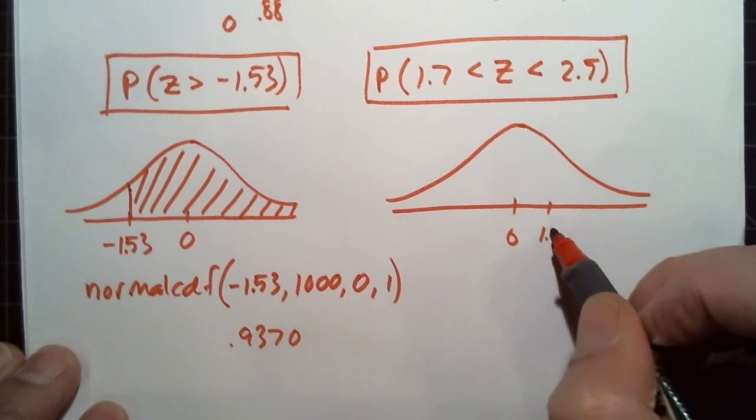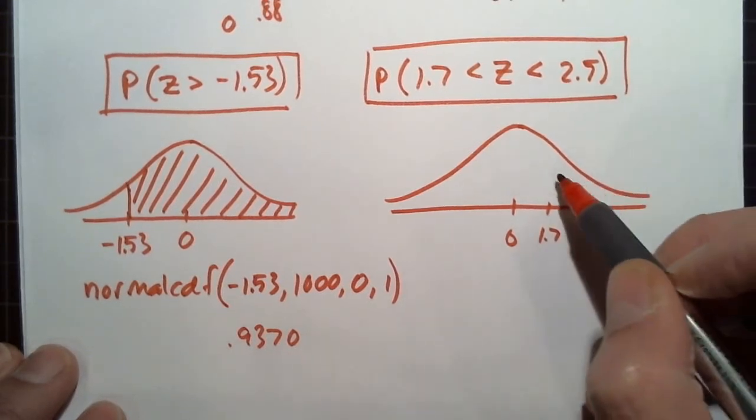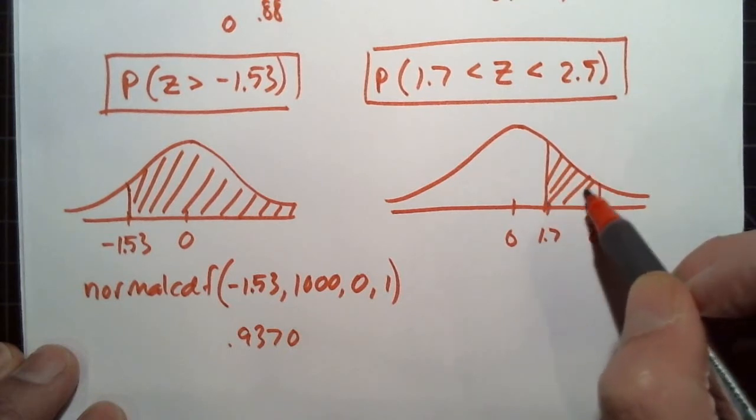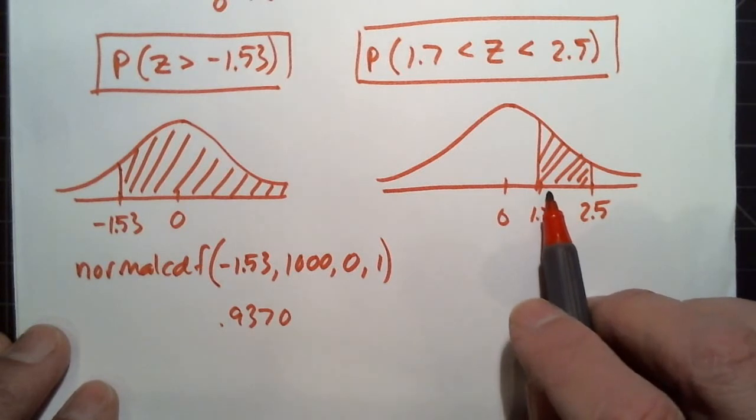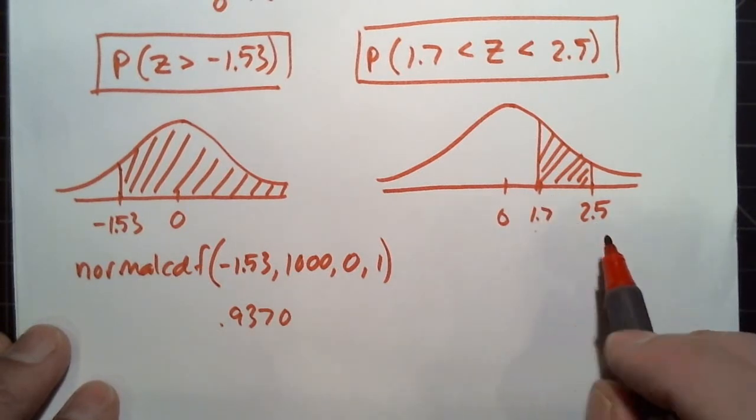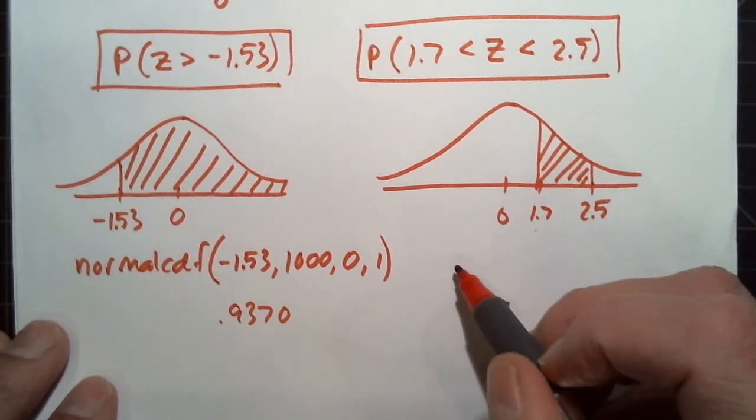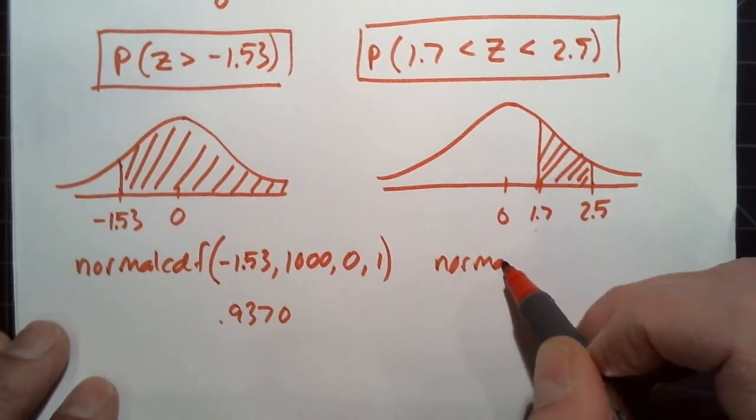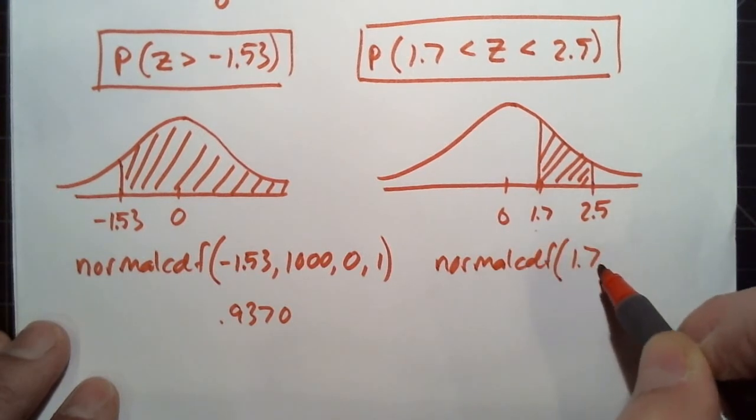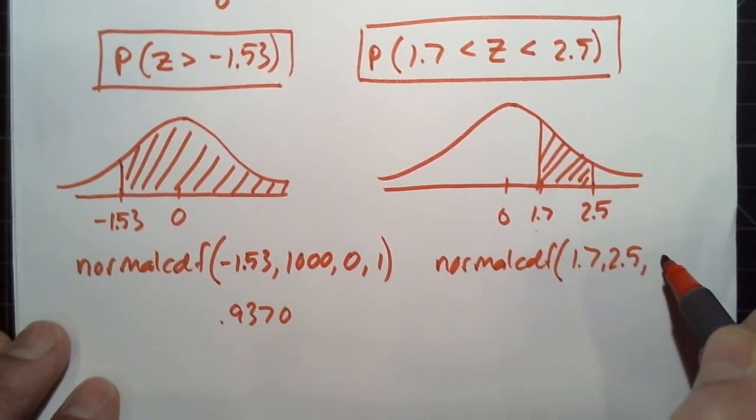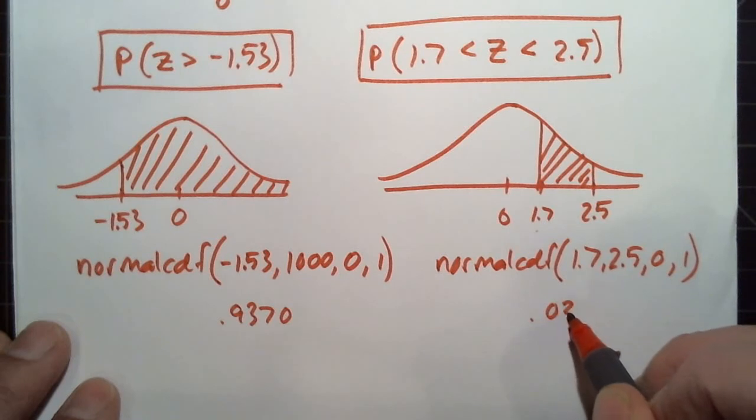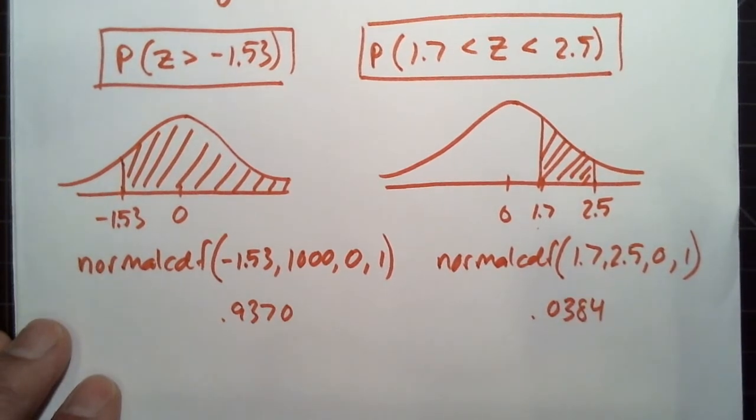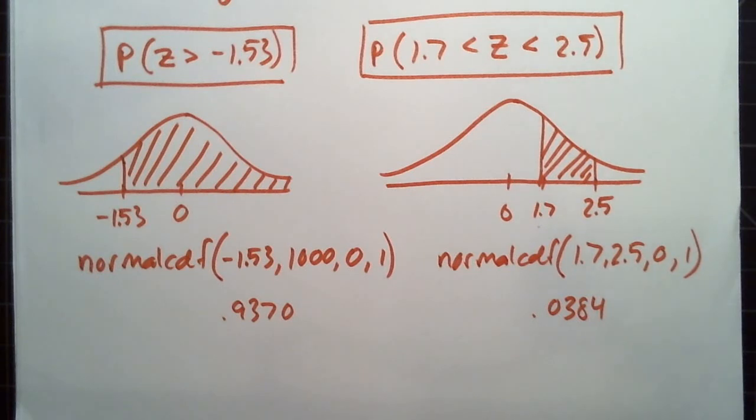From 1.7 to 2.5, we're looking for that area, and that'll be the probability of z having a value between 1.7 and 2.5. So on the calculator, we go from 1.7 to 2.5 with a mean of 0, standard deviation of 1, and that should be 0.0384. We'll stop there.